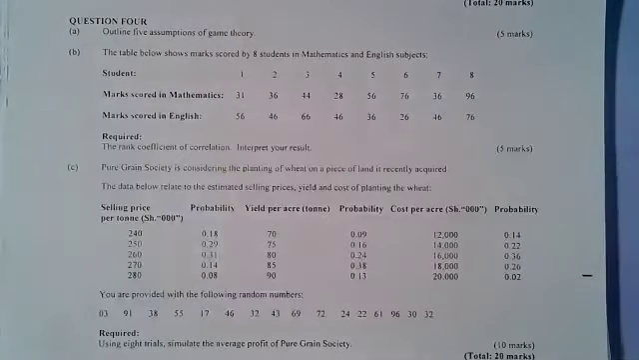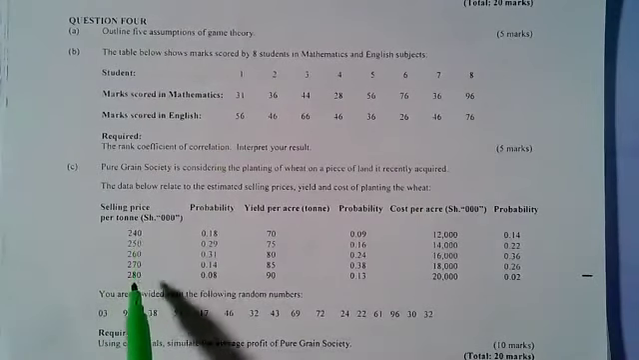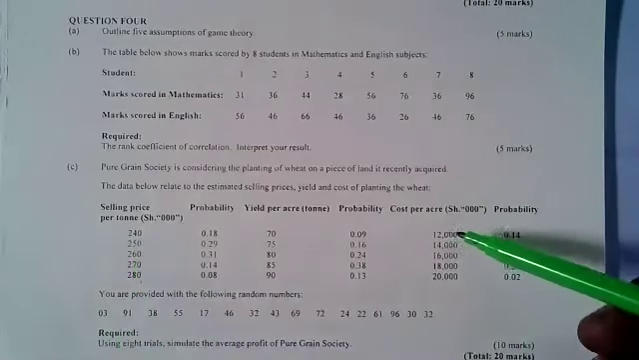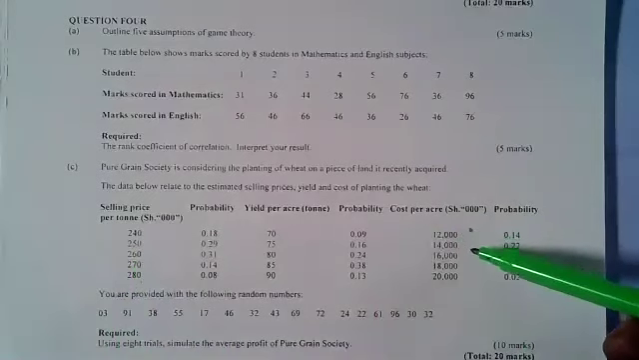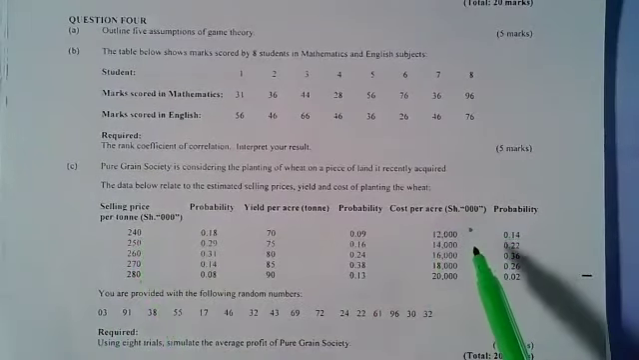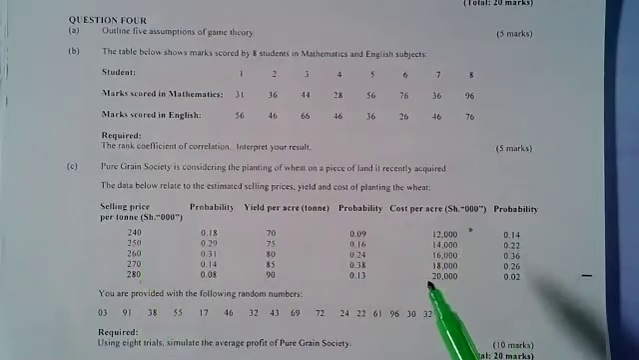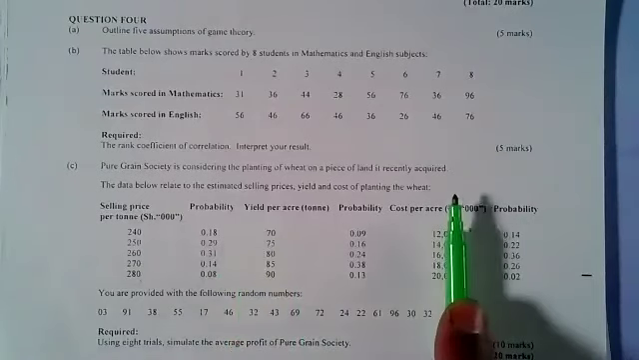Now, based on this question, you cannot take selling price minus variable cost, because the selling price here is 240, 250, up to 280, but the cost is given in terms of total. You see, it's 12,000, 14,000. It cannot make sense to take 240 minus 12,000. That one makes no sense. But if you take the selling price, because this is per ton, you multiply by the number of tons to get the total revenue. That's when you can less the cost.